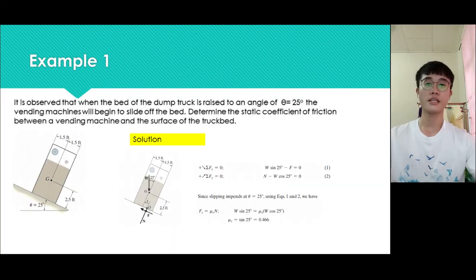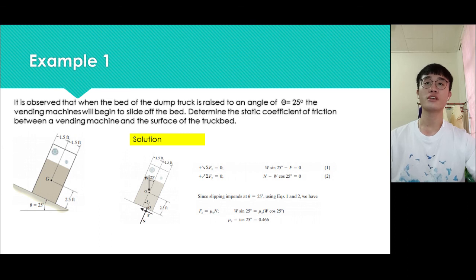Here is an example related to frictional analysis. It is observed that when the bed of the dump truck is raised to an angle of 25 degrees, the vending machine will begin to slide off the bed. Determine the static coefficient of friction between the vending machine and the surface of the truck bed.